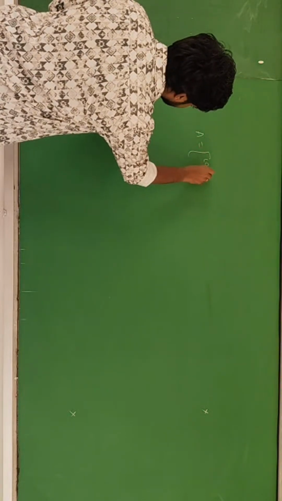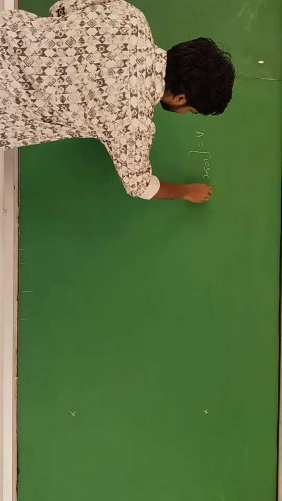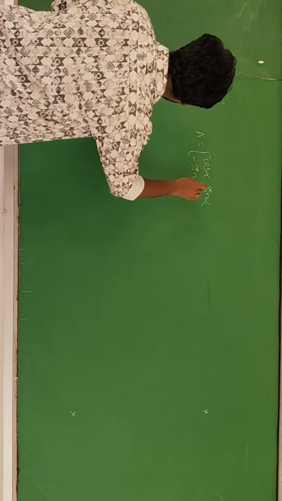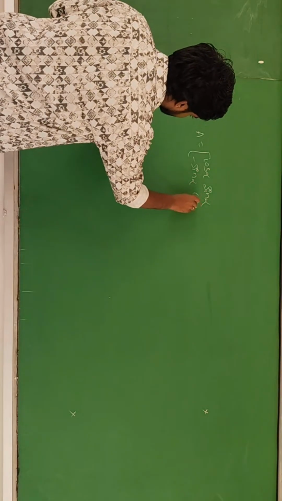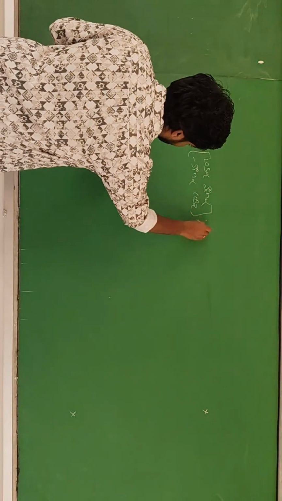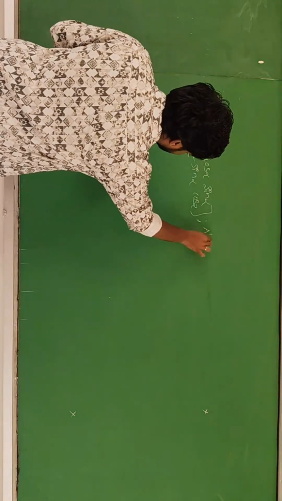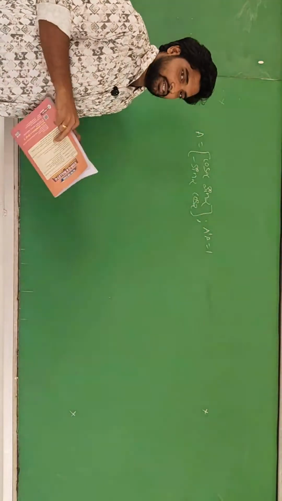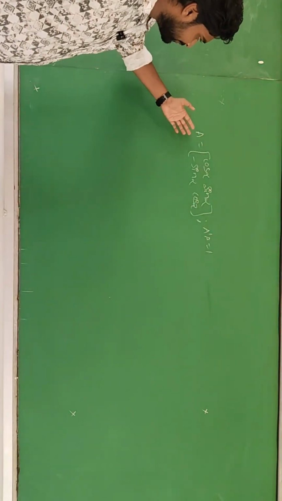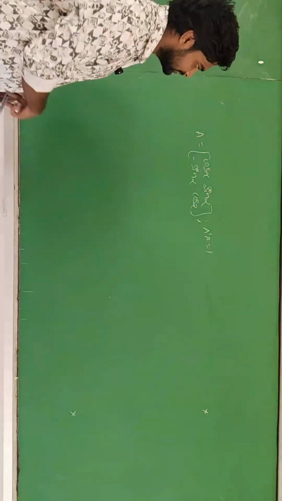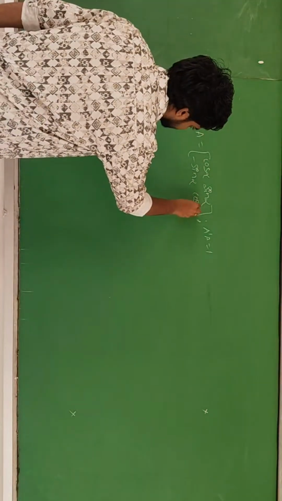So A is equal to the matrix with rows cos alpha, sin alpha and minus sin alpha, cos alpha, and also we are going to verify that A dash into A is equal to 1. So this is the condition. So what is the value of A here? Here the matrix is cos alpha, sin alpha, minus sin alpha, cos alpha.